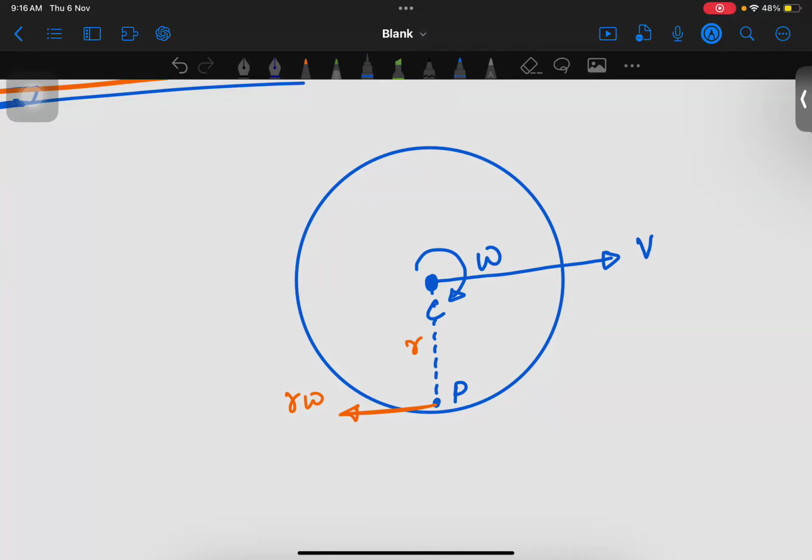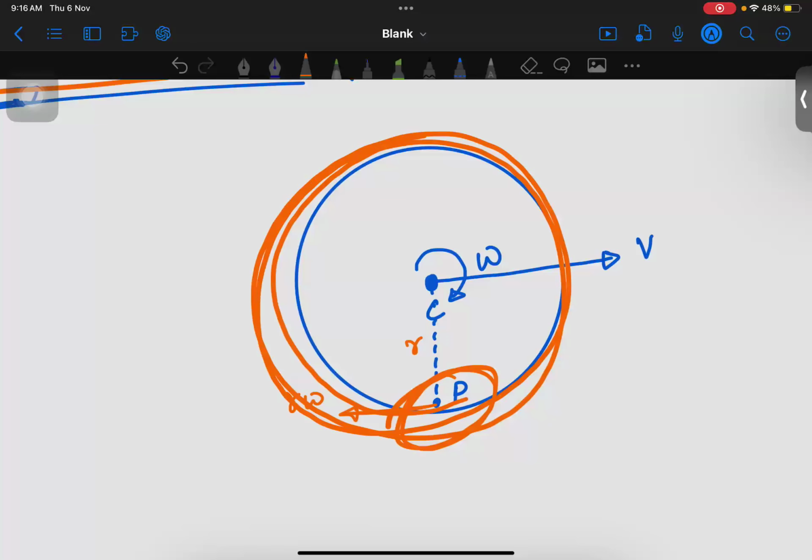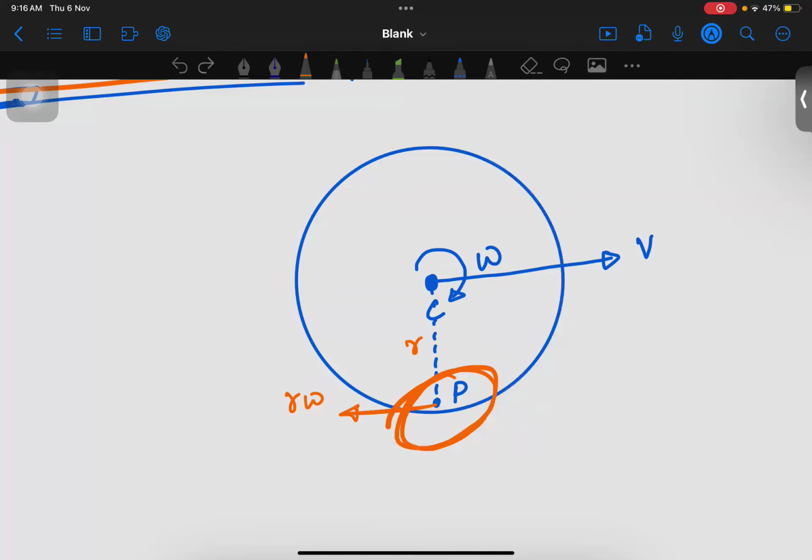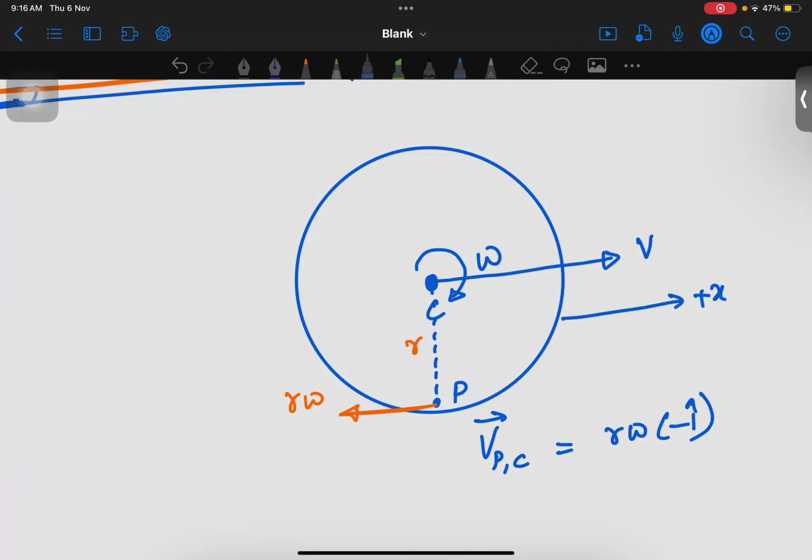So can we say that this point over here, the edge of the fan, would still be rotating around the center with the same speed? Is the speed of that fan with respect to the axis going to change just because the entire room is moving? No, that will still be the same. Right? So therefore, even now, we will write that the velocity of the point P with respect to the center is nothing but r omega. If you take the rightward direction as positive x-axis, then it would be minus I cap.